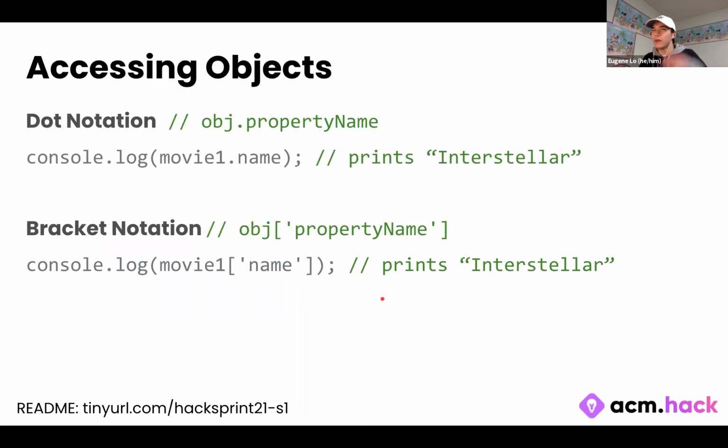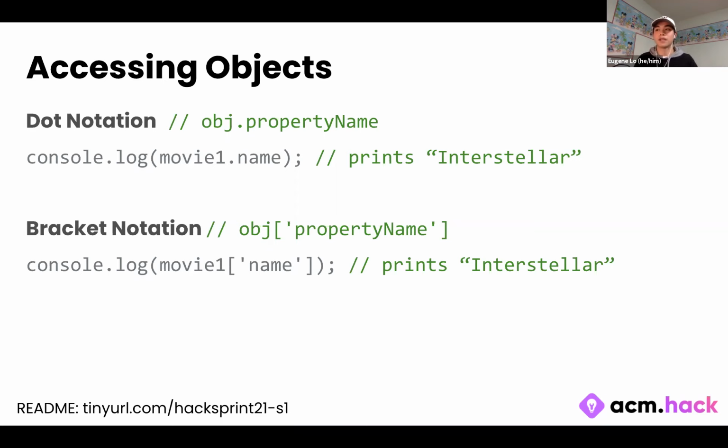So now that we have this collection of data, how exactly do we go about getting the data inside of it? Let's say we wanted to get the title of this movie. We do that in JavaScript by accessing objects. There are two different notations for how you can do this, and they both do the same thing. One is the dot notation, which is object dot property name, and that's where the dot comes from. And then you also have the bracket notation.